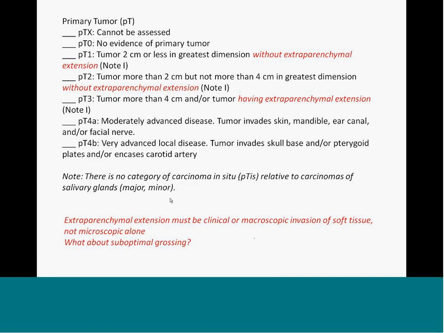It can't be microscopic. Sometimes we get into problems, I think, when you have suboptimal grossing and you have a tumor that really should have been recognized as having extraparenchymal extension grossly, but it wasn't. And in those circumstances, you can go back to the gross specimen, or if it's been completely submitted and it seems to obviously be outside the gland, I would call those pT3 tumors.